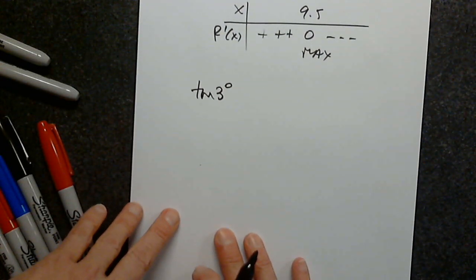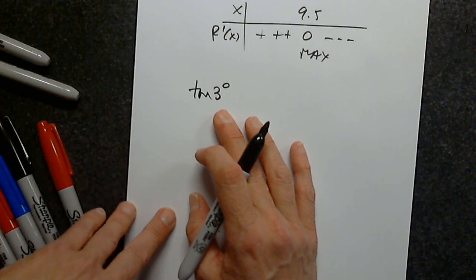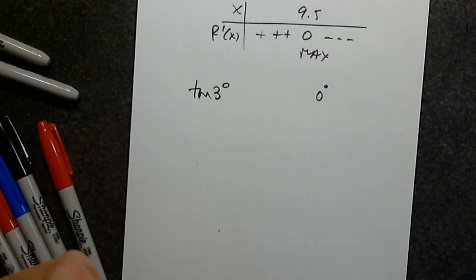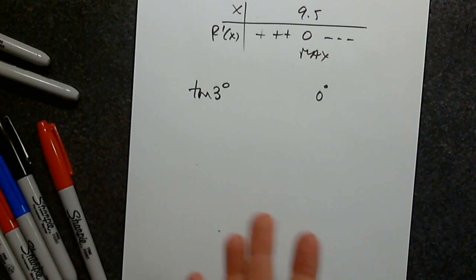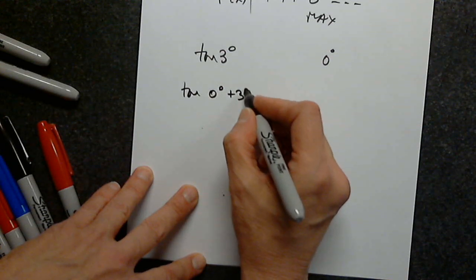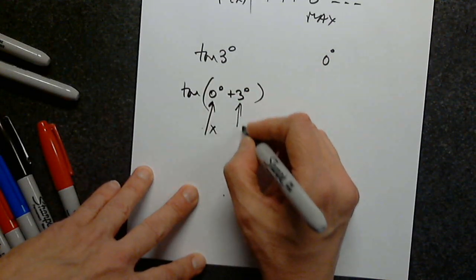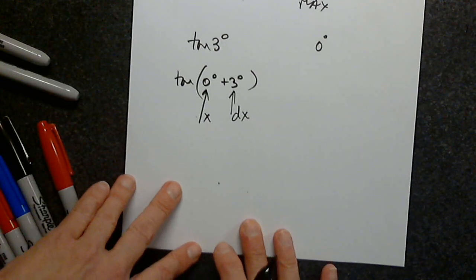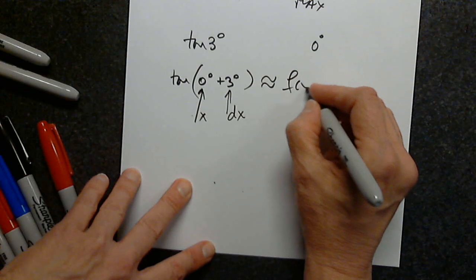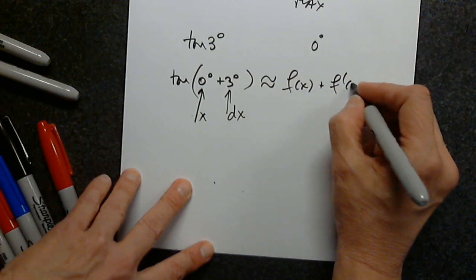Okay. The closest angle that I can think of is 0, and that I can use, right? For tangent, I only know 30 degrees, 45 degrees, and 60 degrees, but they are too far away. So the dx has to be as small as possible. So I'm going to say that this is tangent of 0 degrees plus 3 degrees. This is my x, and this is my dx. So this is approximately f of x plus f prime of x dx.